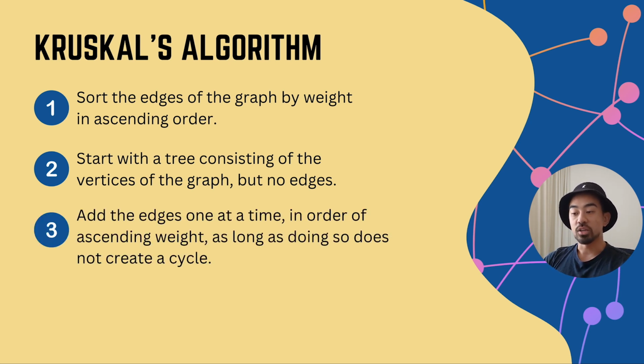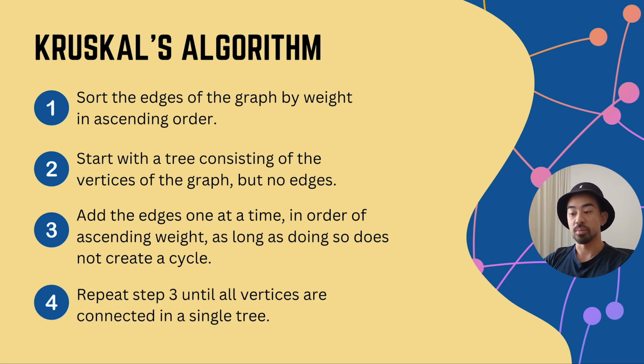Step 3, add the edges one at a time in ascending order, and you've got to make sure there's no cycles, like we mentioned before. Lastly, repeat step 3 until all vertices are connected. Okay, now that's Kruskal's algorithm. I'm going to give you a slightly different take on it because I think there's a slightly easier way to implement this algorithm. So let's have a look at some examples now.